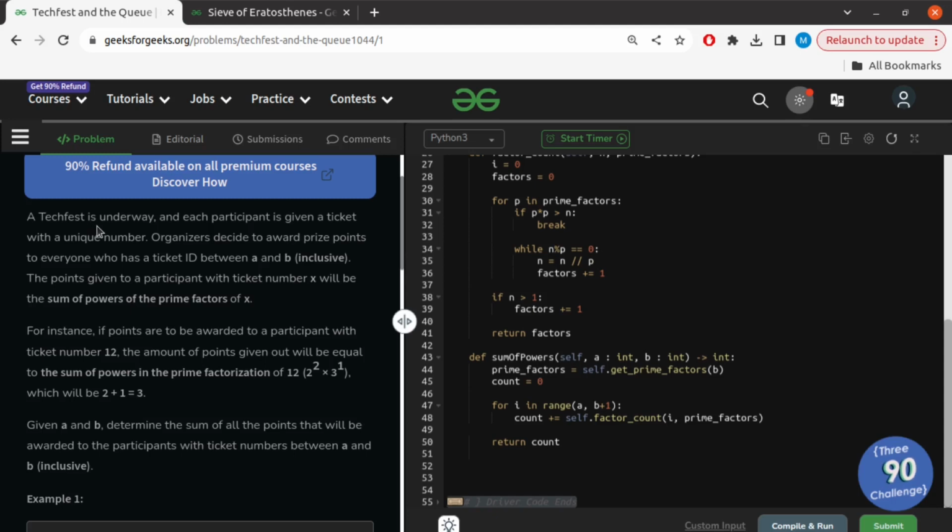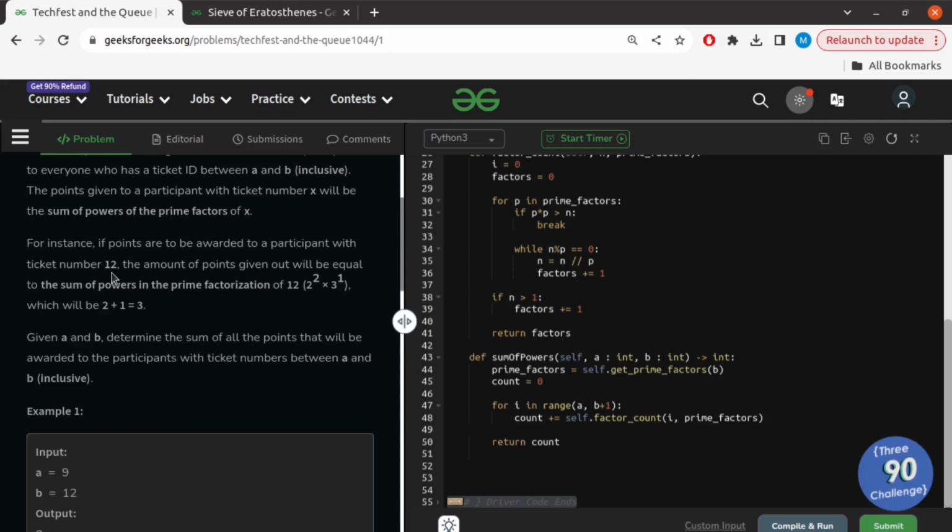The problem statement says that a Techfest is underway and each participant is given a ticket with a unique number. Organizers decide to award prize points to everyone who has a ticket ID between A and B, A and B inclusive. The points given to a participant with ticket number x will be the sum of powers of the prime factors of x. So let us understand what that means.